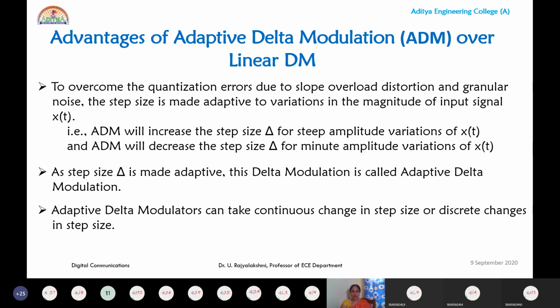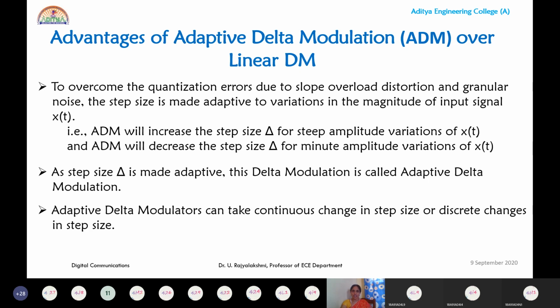So based on the amplitude variations of x of t, accordingly, this adaptive delta modulation will vary the step size. If the slope of x of t is very high, then ADM will increase the step size. If the slope is almost flat, like 0, nearer to 0 or a lower value, then it will reduce the step size. This is the logic used in adaptive delta modulation.